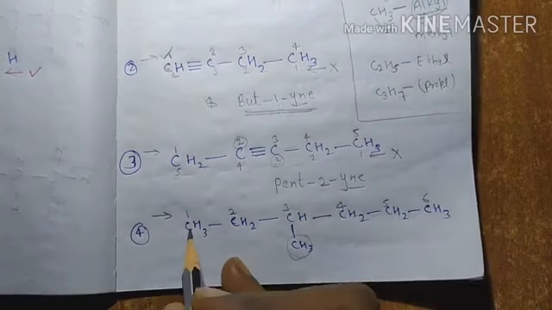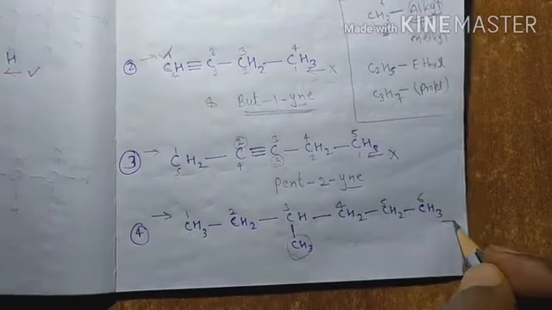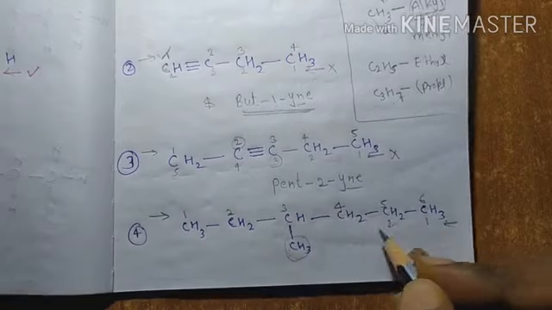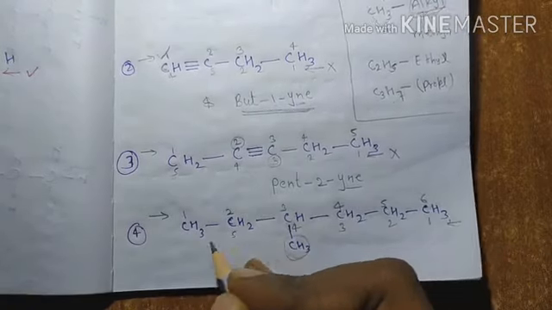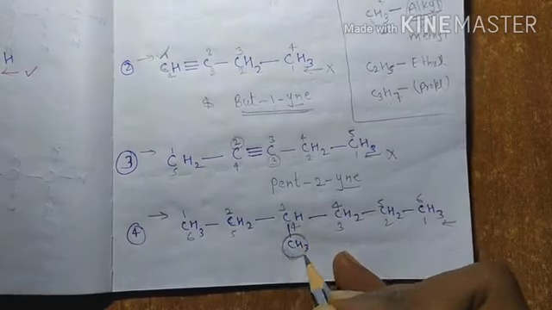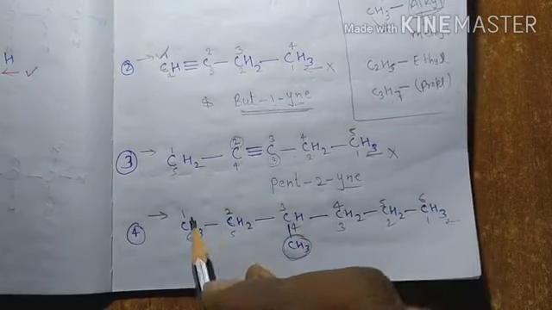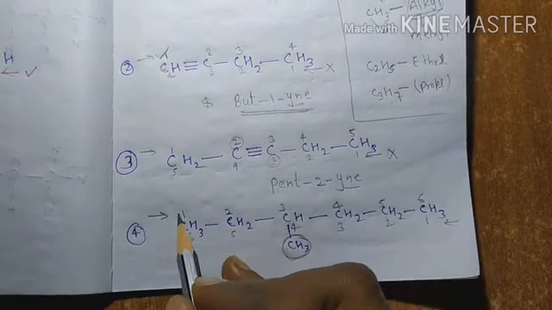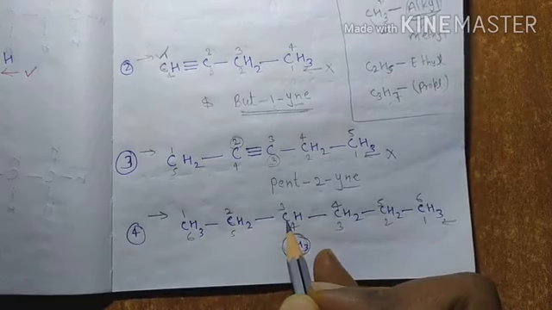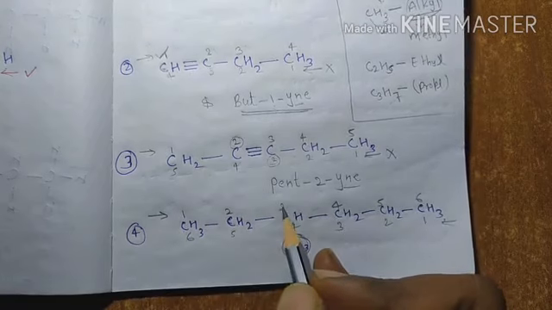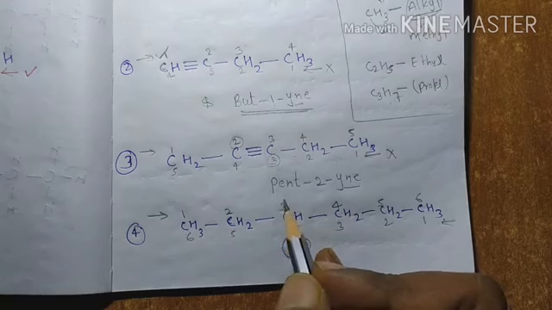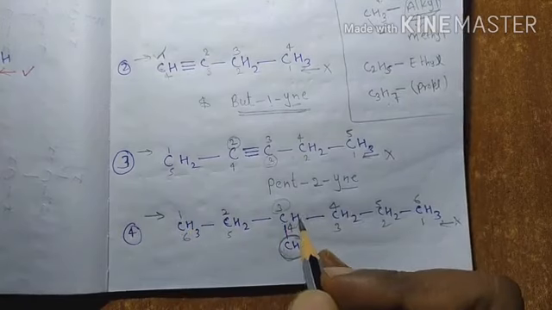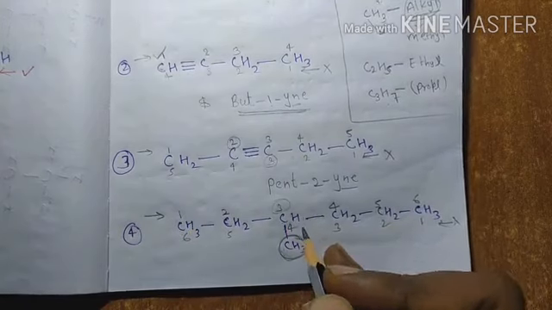So we will give the numbers 1, 2, 3, 4, 5, 6 from left hand side to right hand side. But if we number from the other side, this carbon is getting number 4, while from left hand side to right hand side this carbon is getting number 3. So which one is minimum? 3 is the minimum number. So this way is correct to give numbers to the carbon atoms.